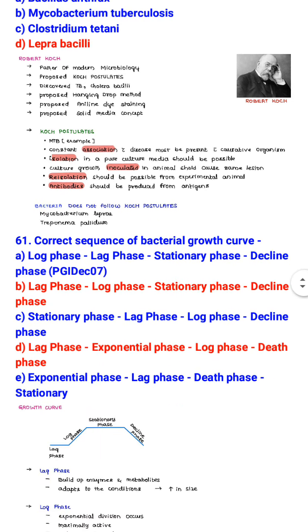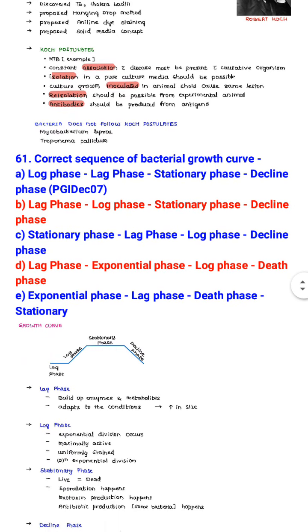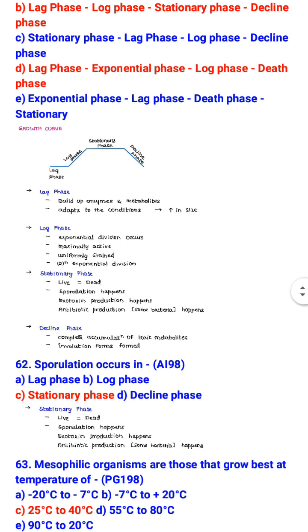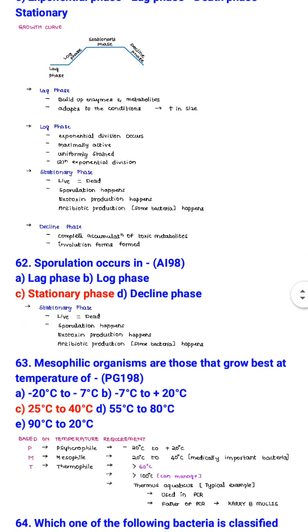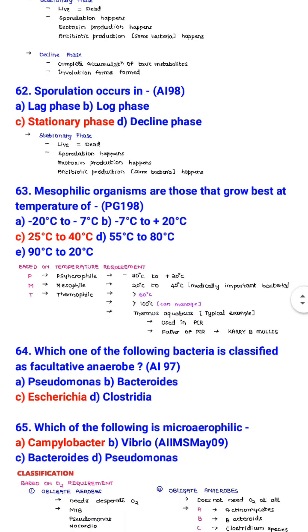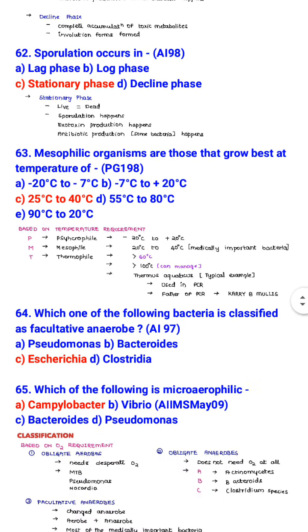Correct sequence of bacterial growth curve is lag phase, then log phase, then stationary phase, then decline phase. Or it can be lag phase, then exponential phase, then log phase, then death phase. Sporulation occurs in stationary phase. Mesophilic organisms are those that grow best in the temperature of 25 degrees Celsius to 40 degrees Celsius.